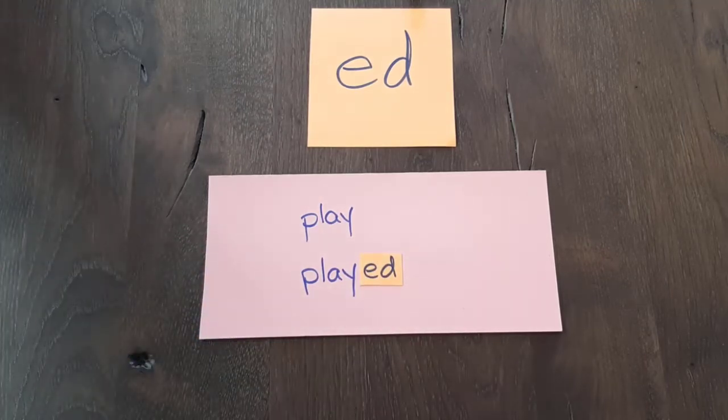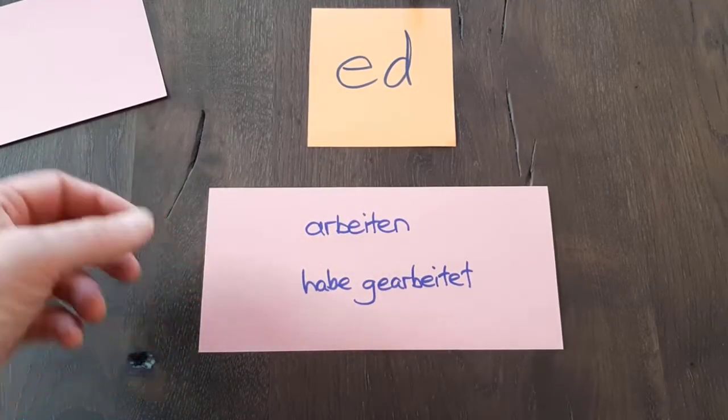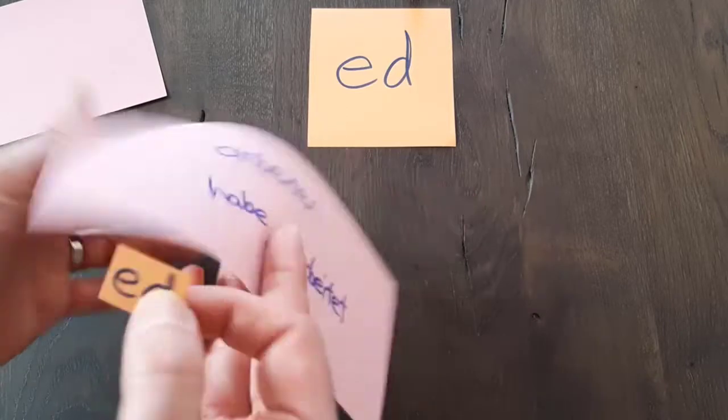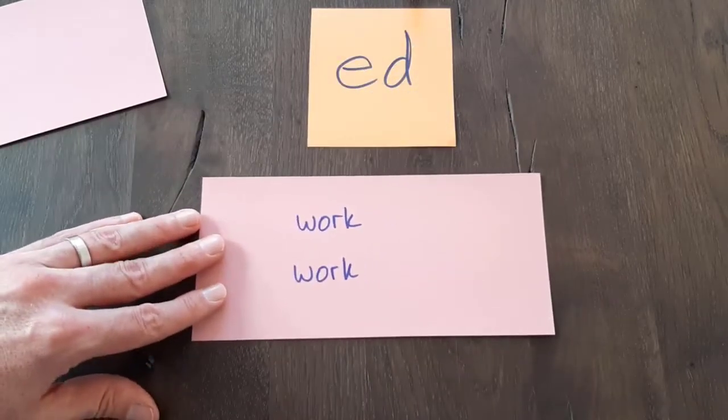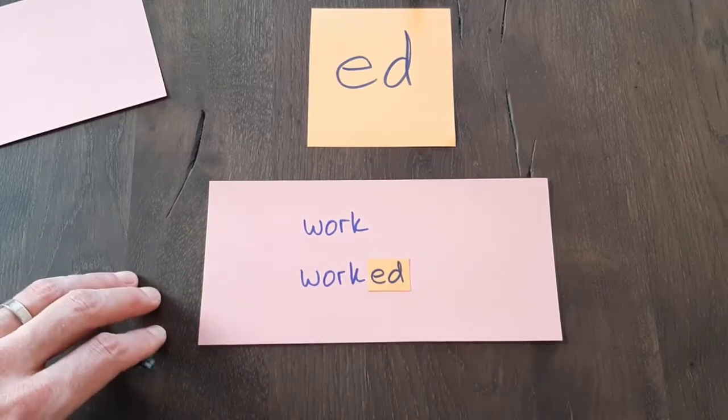You can do that with some other verbs. Arbeiten, ich habe gearbeitet. Arbeiten is work. And the simple past is I worked. Yesterday I worked.